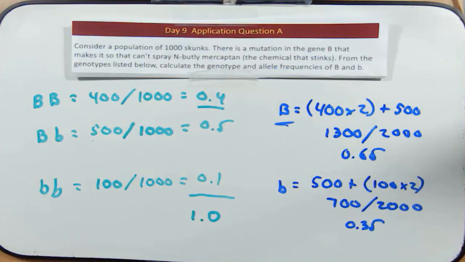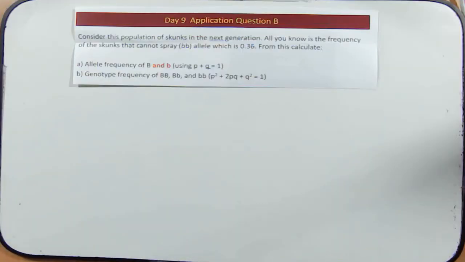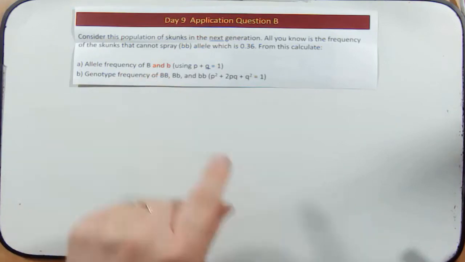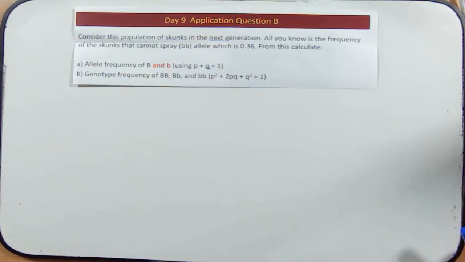In the next question, we're going to look at the next generation of skunks and see if the B allele is in Hardy-Weinberg equilibrium or if it is out of Hardy-Weinberg equilibrium. Okay, so now we're going to look at the next generation of skunks. And ultimately, we want to know if the big B and little b alleles from the previous generation and this new generation are in equilibrium.